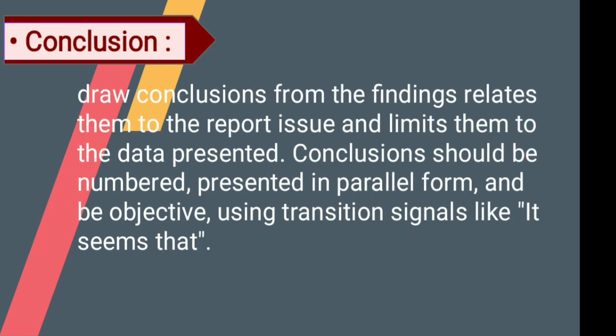Conclusion. The conclusion section draws inferences and meaning directly from the findings presented in the previous section. It relates these findings back to the original problem, issue, or research question posed in the introduction. Conclusions should be limited strictly to the data presented within the report, avoiding the introduction of new information. They are often numbered for clarity, presented in parallel form, and remain objective. Transition signals like "it seems that" are used to link the data-driven observations to the final interpretation.